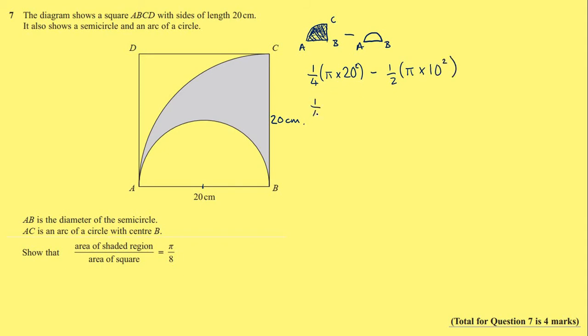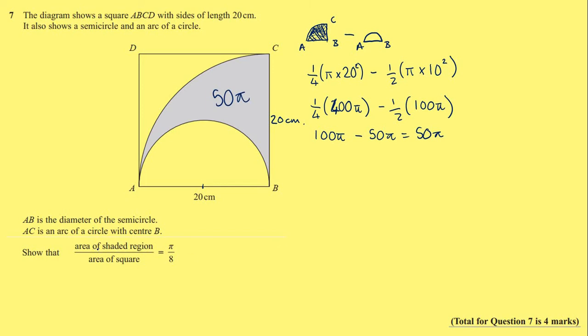Now that would be 1/4 of 20 times 20, which is 400 pi, minus 1/2 of 10 times 10, which is 100 pi. 1/4 of 400, that's 100 pi, minus 1/2 of 100, which is 50 pi, and we'll be left with 50 pi. And that is the size of that shaded area.